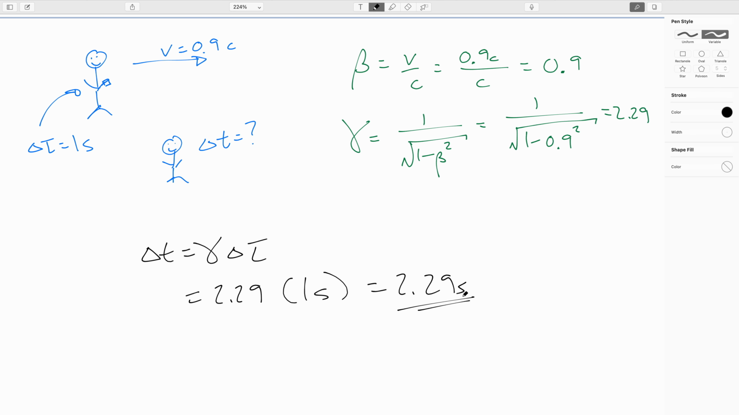And yes, experiments have been done at these kinds of speeds and even higher, and this sort of thing does indeed show up. But again, in our everyday life, beta is going to be a number that's something like a whole bunch of zeros and a 1. And then you're going to square a whole bunch of zeros and a 1, subtract it from 1, take the square root. You're going to get a number that's just barely bigger than 1. So in our everyday life, although these things are happening all the time, you don't notice them because the difference is so small.